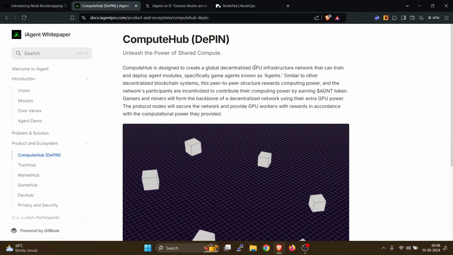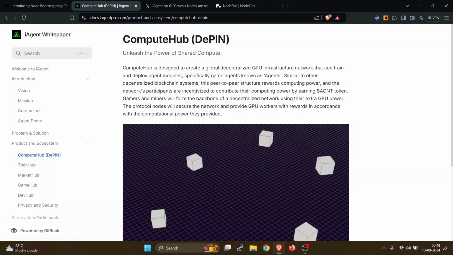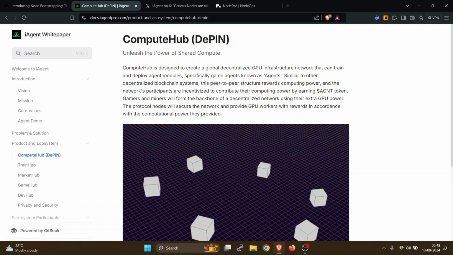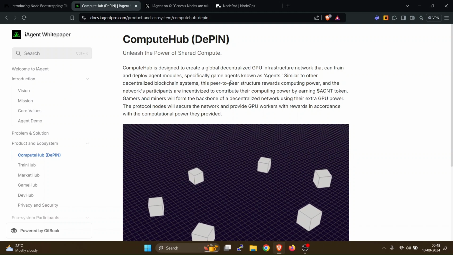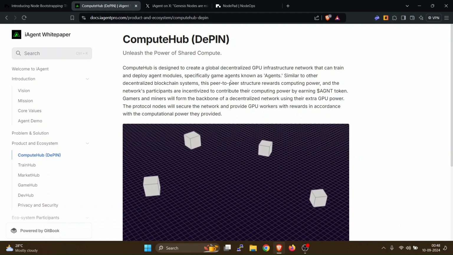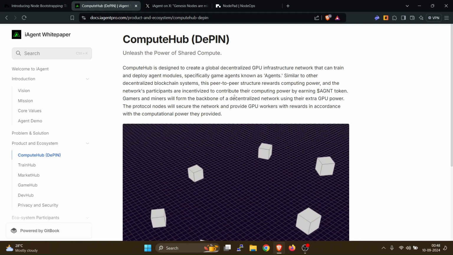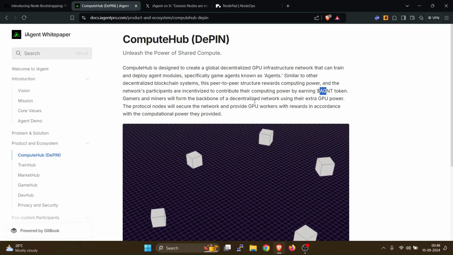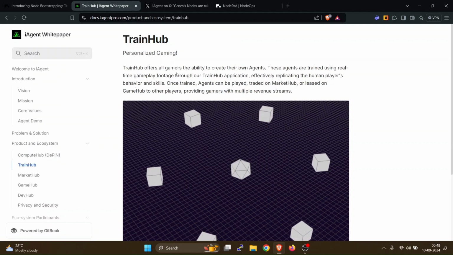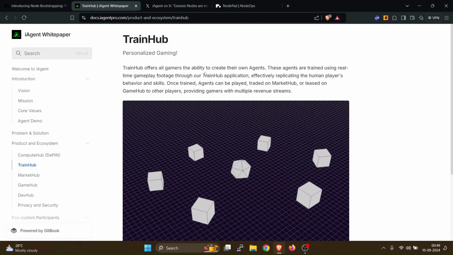Compute Hub links every decentralized node of the GPUs that users can let the iAgent protocol use in a P2P structure, and then they can use the computing power. Based upon the computing power, they can provide the reward of the agent token to the GPU lenders and the Genesis node runners.